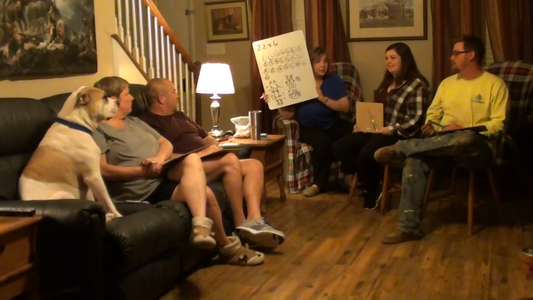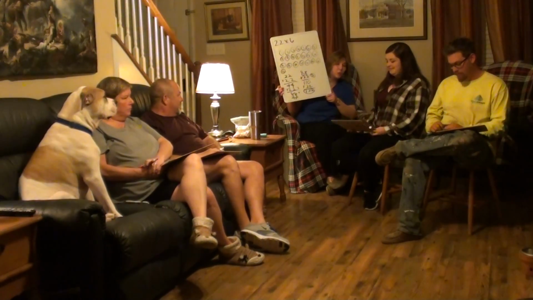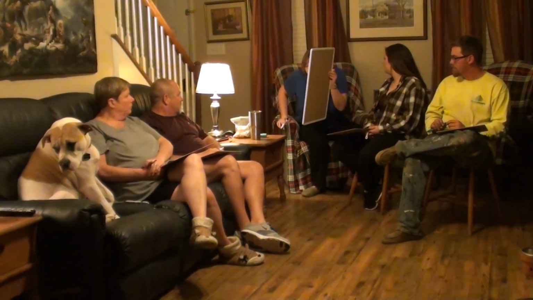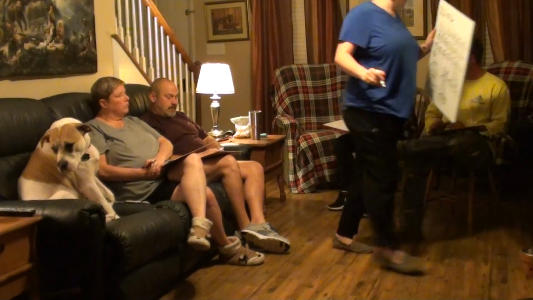Okay. Did anybody else use this way to solve their problem? So I'm looking at everybody else's board, and it looks like y'all just did a standard algorithm, where you did the 22 times 6: 6 times 2 equals 12, carry your 1. 6 times 2 is 12, plus 1 is 13, which is 132. So this is one way to solve it. One way that I want to show you guys that I just learned.